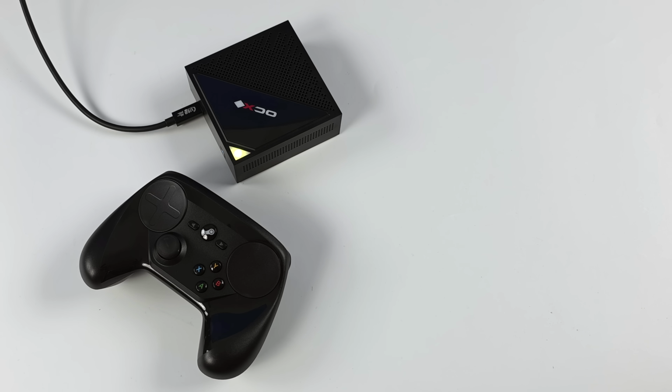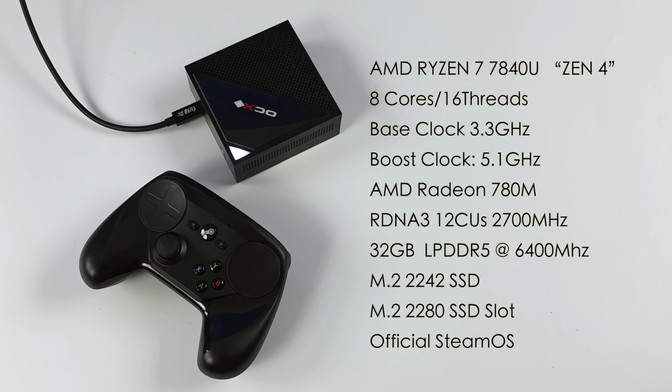Now, when it comes to the overall specs here, they actually make two different models. There's one powered by a Ryzen 6600U, which is going to be the lower end model. But the one we have here is powered by the AMD Ryzen 7 7840U. So we've got 8 cores, 16 threads. We've also got that RDNA 3 GPU, known as the 780M. Clocks up to 2700 megahertz. 32 gigs of LPDDR5X RAM running at 6400 megatransfers per second. A 2242 M.2 SSD in the main unit. Plus, if you've got a module installed, you can add a 2280.